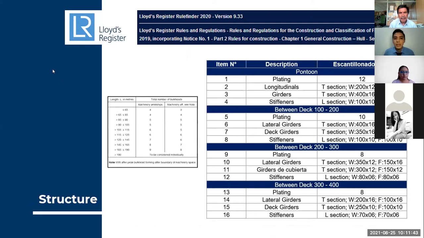For the scantling, we consider the Lloyd's Register rules and regulations for construction of floating dry docks. That regulation gives us some formulas to estimate the section modulus of the main reinforcement of the dry dock, where we can calculate the section of the longitudinal girders and stiffeners, and also estimate the thickness of the plate at each level of the dry dock. So the scantling looks like this.